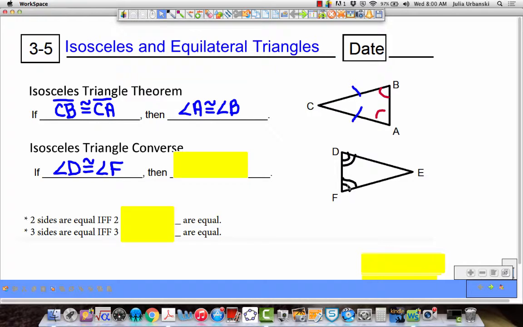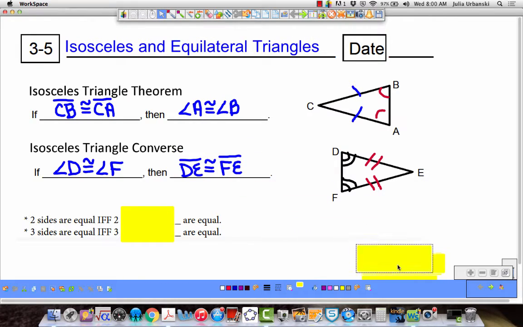So look at the F. What side is across from the F right here? DE. Good. So DE would be equal to, go across from this one now. What's this segment over here? FE. So those two sides would be equal to each other. That's always going to be true when you have an isosceles triangle.